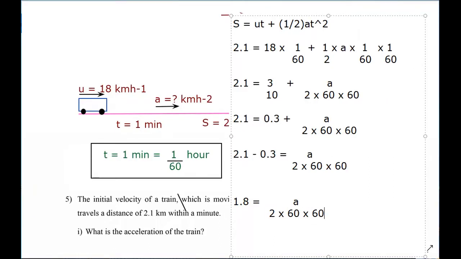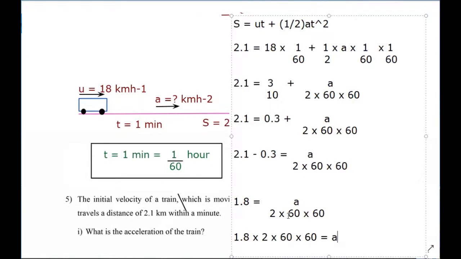So finally, what should I do? I'll take those three numbers to the other side, like 2 into 60 into 60 equals. You see the beauty? We got the answer. So this is the acceleration. How do we simplify this here?